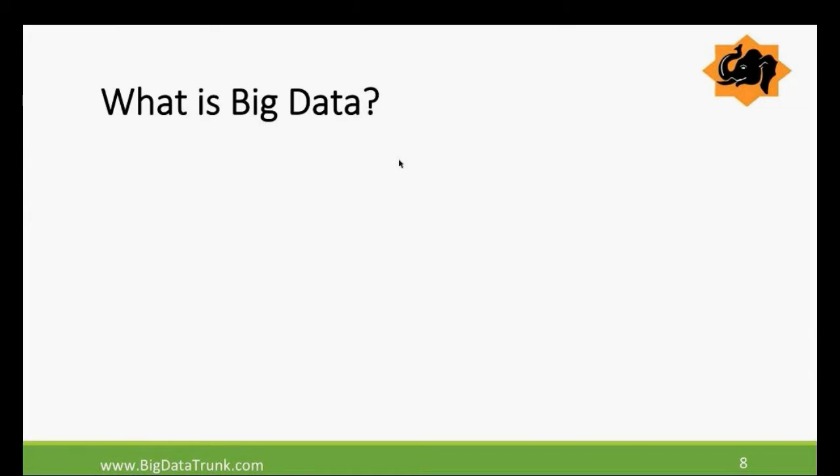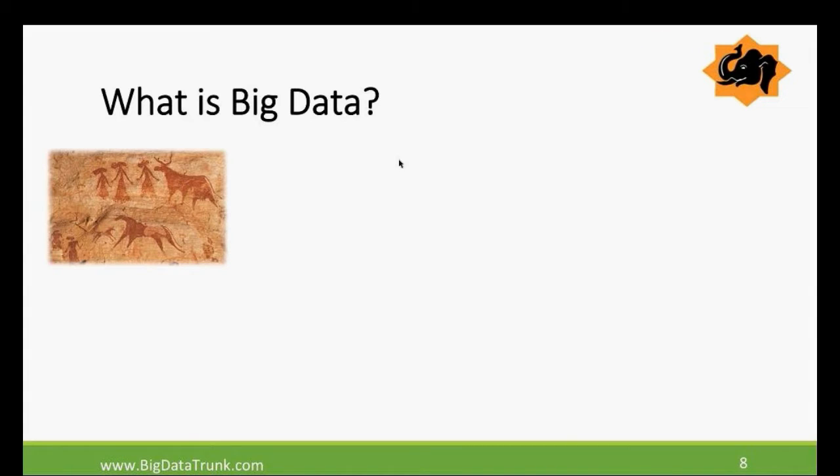So what is big data? Before we go to big data, let's talk about tiny data, or how this whole revolution around big data started. I would like to start way back in the caveman days when human beings were staying in caves, and even at that time they had this fascination to collect data. These cave paintings which human beings started are the entry point of the collection of data.